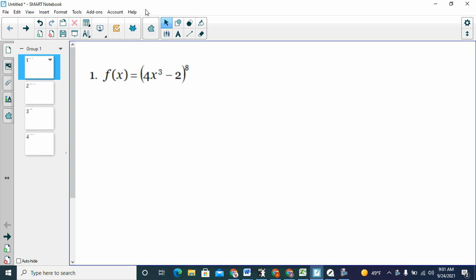This is warm-up problem solutions for the chain rule. Question number 1 asks us to find the derivative of y equals the quantity 4x cubed minus 2 to the 8th. Because this is not just x to the 8th, that is why we are using the chain rule. The way the chain rule works is we want to think through, we have something to the 8th. So to find the derivative of something to the 8th, we put the 8 out front and subtract 1 from the exponent.